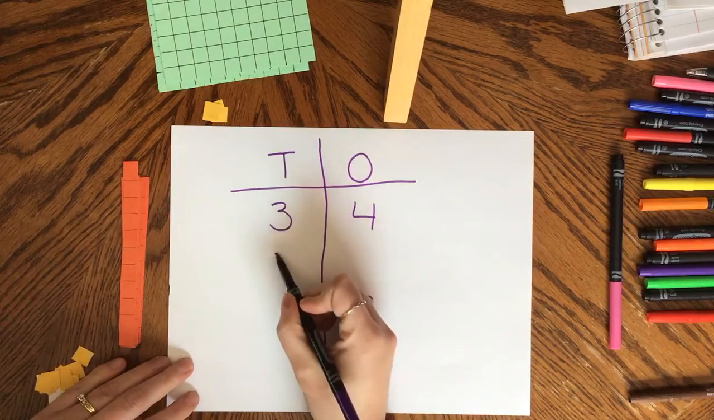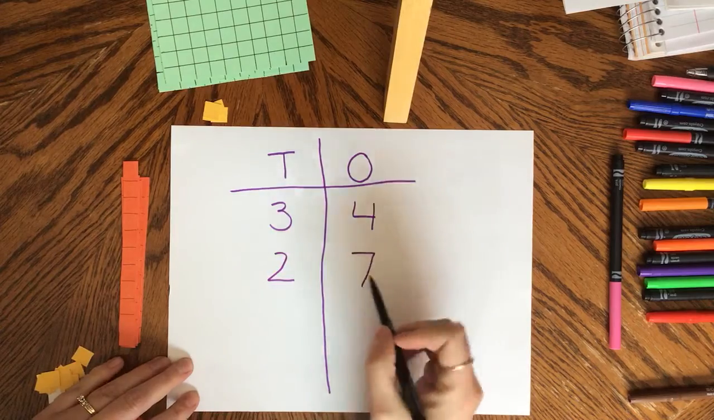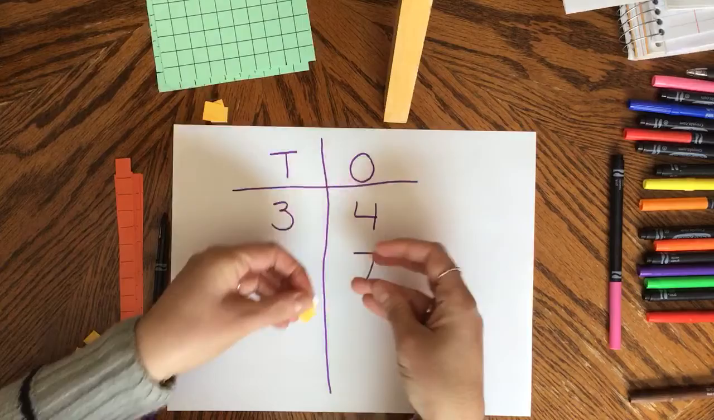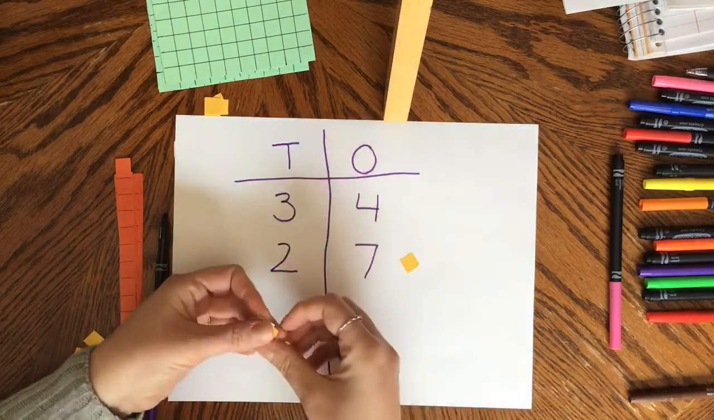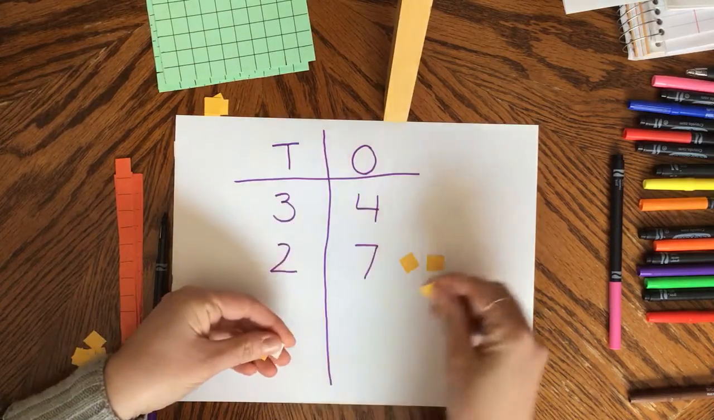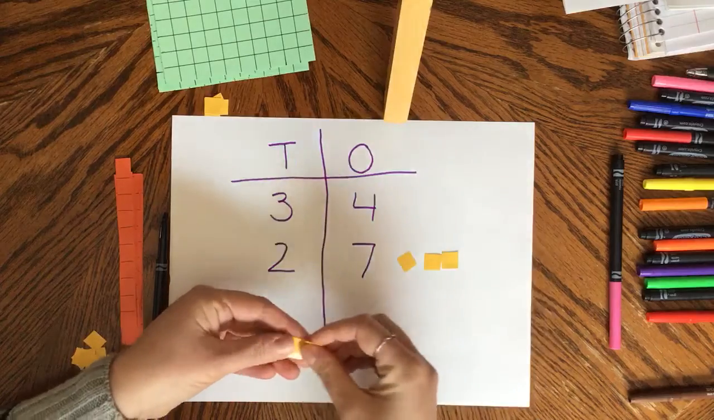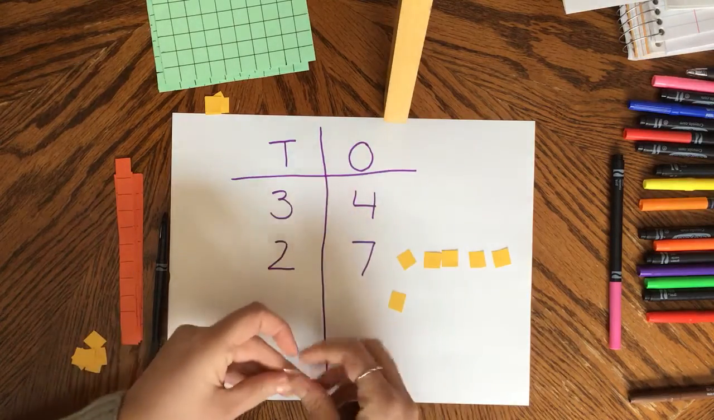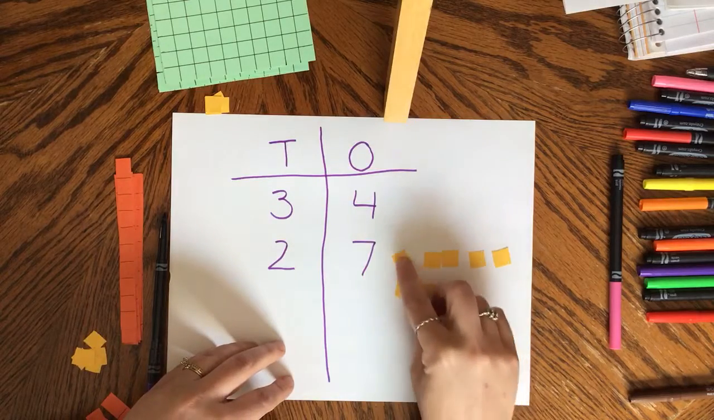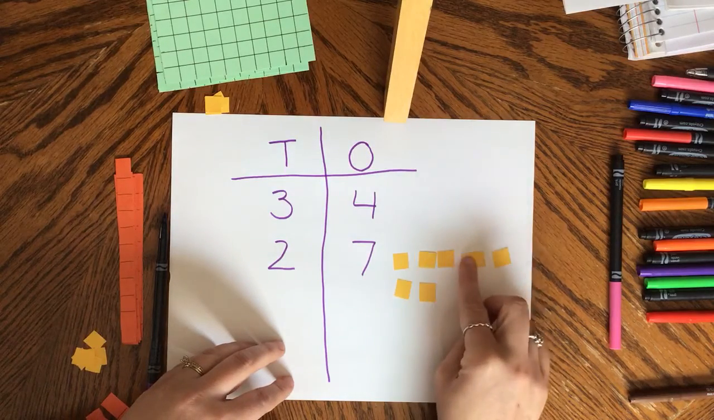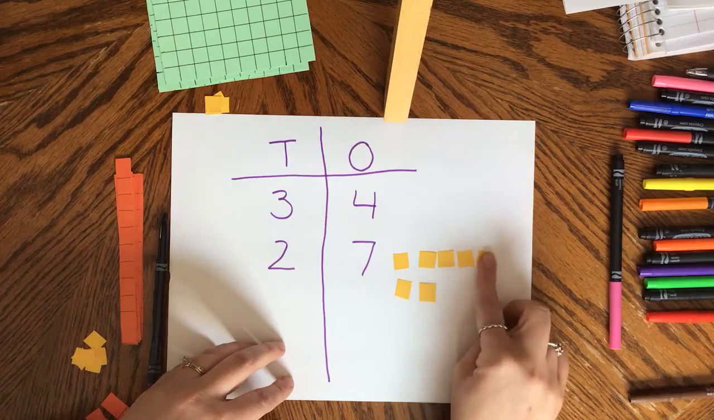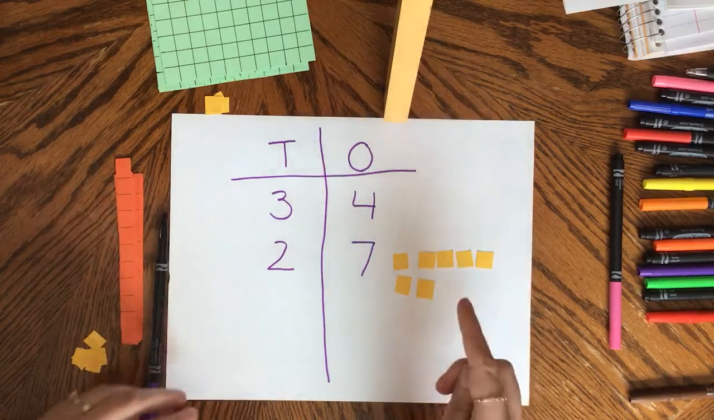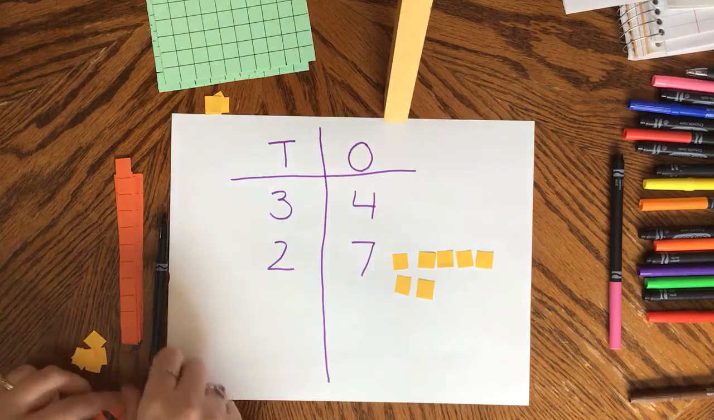So let's try 27. So I need 7 ones: 1, 2, 3, 4, 5, 6, 7. I always put my ones in rows of 5 because they're easier to count, and you'll see that with tens frames when you start using tens frames.